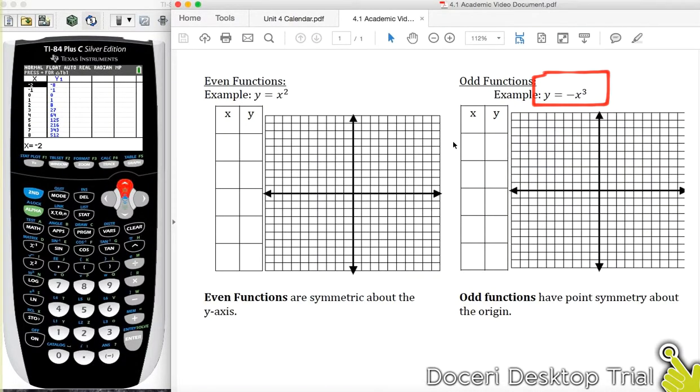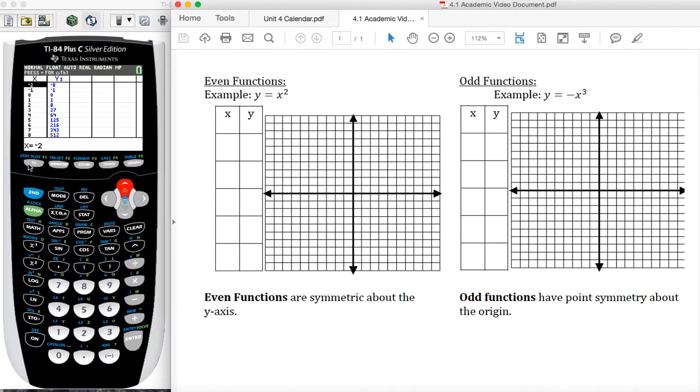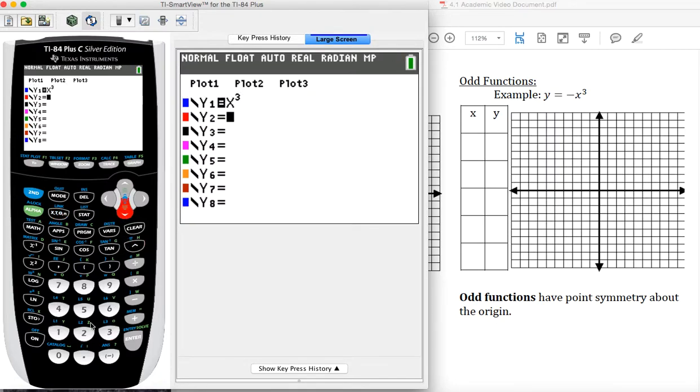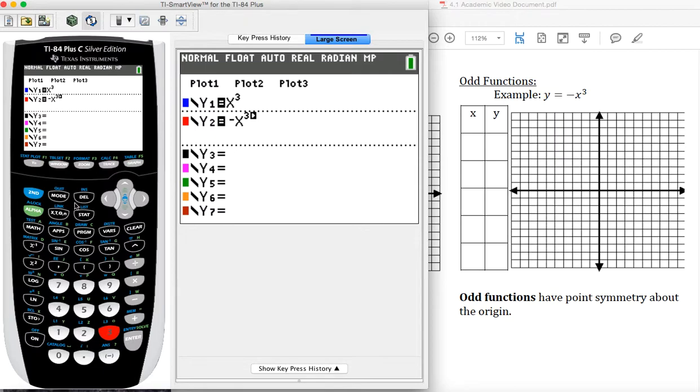So in order to do that, let's put that in our calculator. Let me clear that and put negative x to the power 3. Actually, I'm going to keep x to the power 3 in y1, and I'm going to put negative x to the power 3 in y2 so you can actually see the difference between them. The negative x to the power 3 is going to be my red one.